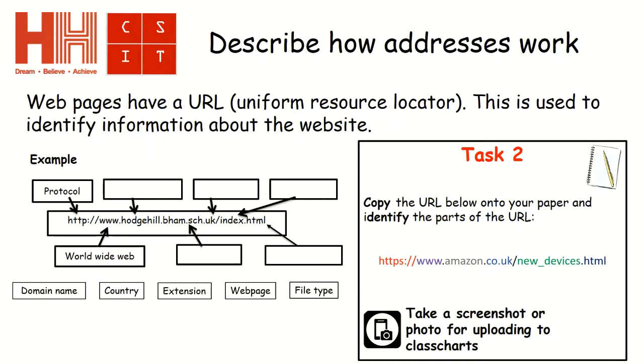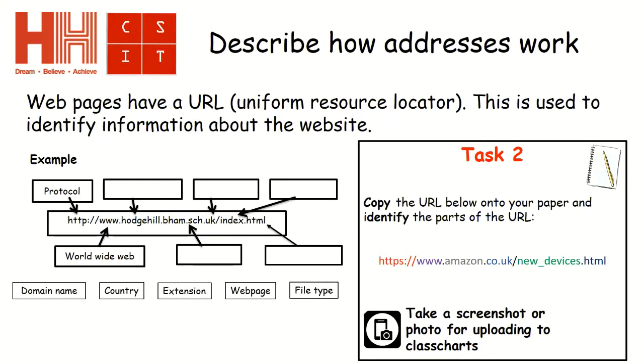For example, let's take the school website address shown below. Now, this has lots of parts to it, and we're going to look at each part of this web page. So first of all, HTTP. This is the protocol. Now, this is the set of rules that every website must follow. That's followed by www. This just stands for World Wide Web.